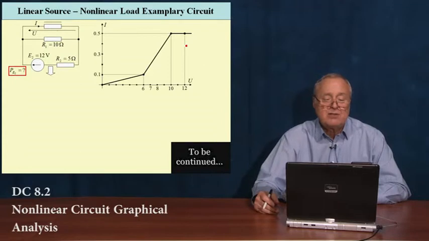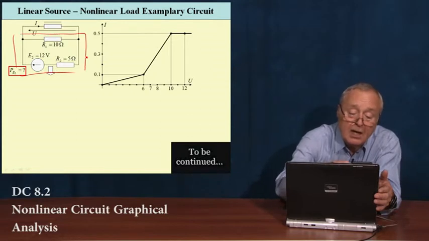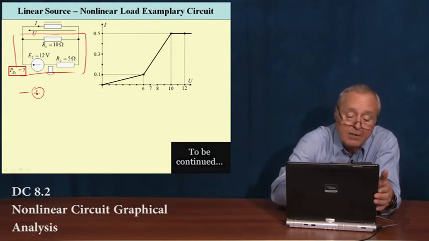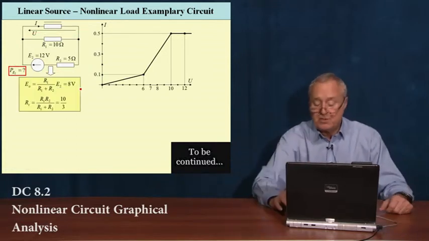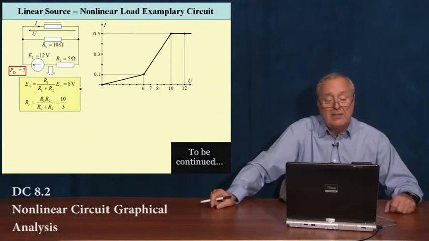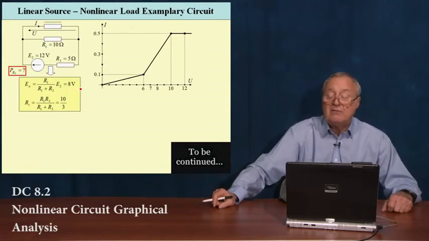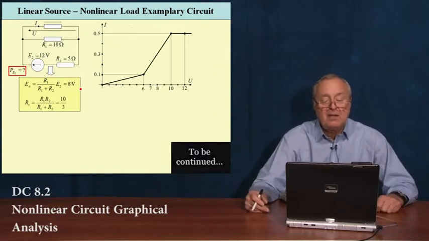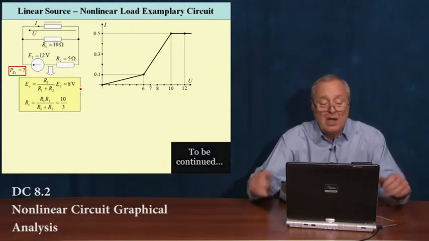Okay, let me illustrate this strategy, this algorithm, by means of this simple problem. We have one nonlinear element, and then we have a linear part which is here. This linear part has to be replaced by a Thevenin equivalent. That is trivial: its voltage source is 8, and the total resistance seen from the terminals of the nonlinear element is 10/3. Now, at the right side, we have the I-U relationship of the nonlinear element. We have to draw the characteristic of the load line.